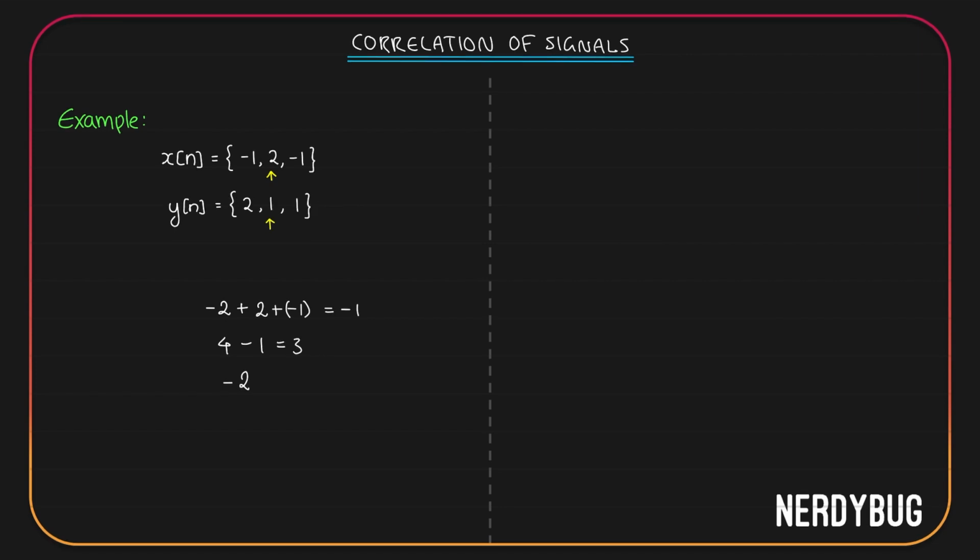Now let us shift y of n towards left. So the zeroth term will become 1 now. 2 will be multiplied with 1, minus 1 with 1, this minus 1 with some 0, this 2 with some 0. So we get minus 1 plus 2, that is 1.